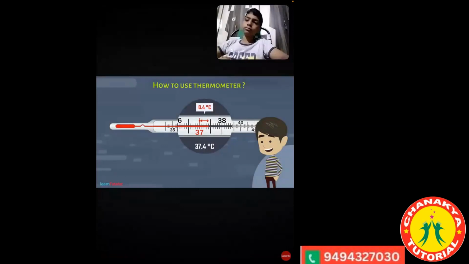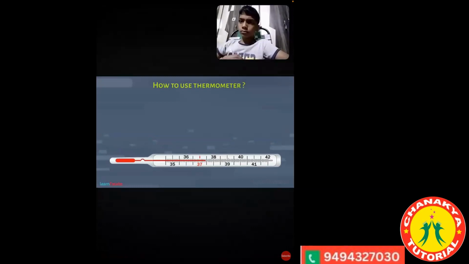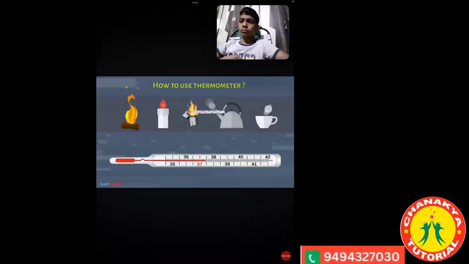For temperature measurement, there are units other than Celsius, such as Kelvin and Fahrenheit. Their scales also vary from that of the Celsius scale. Always remember, never use a clinical thermometer for measuring the temperature of hot objects other than the human body. Why should we not use the clinical thermometer for hot objects?